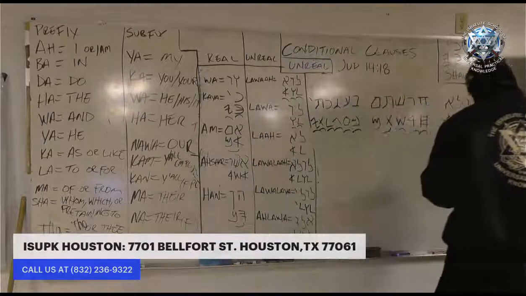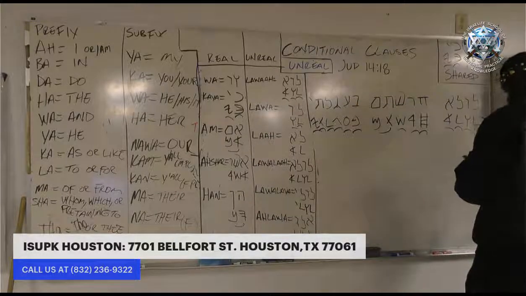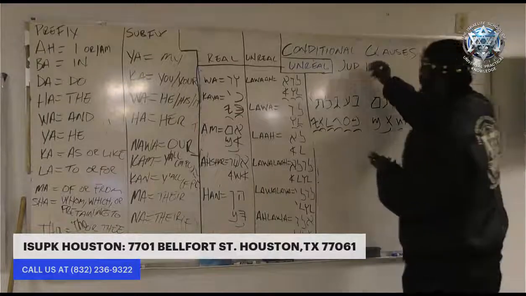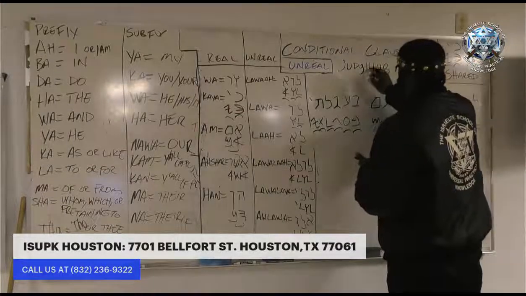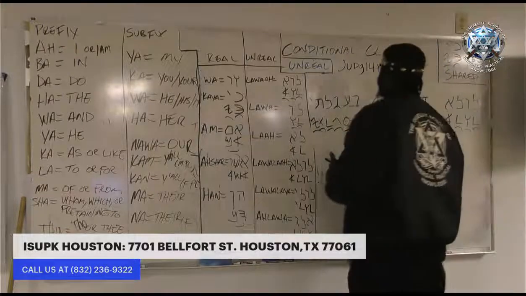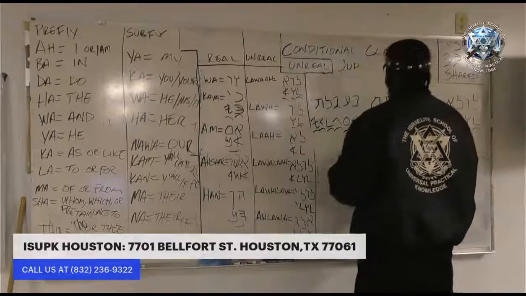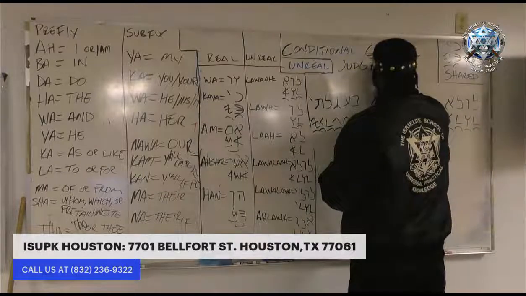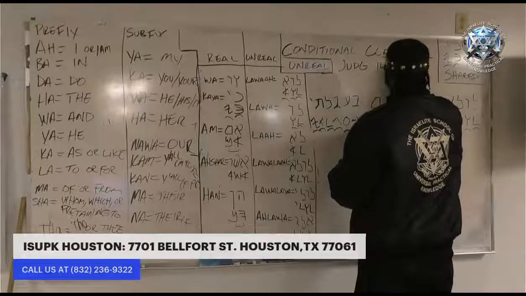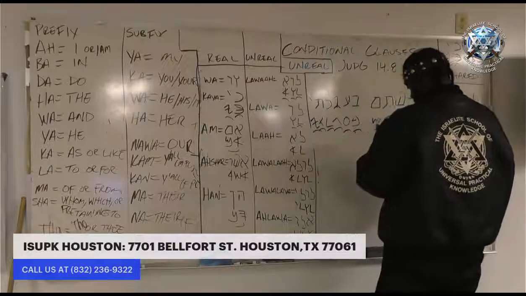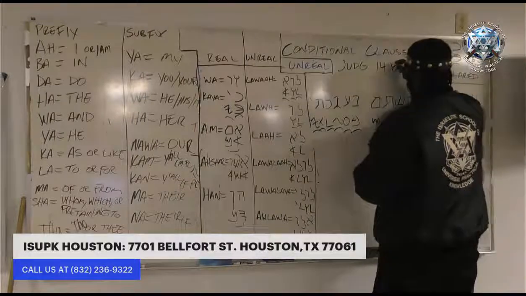All right. Okay, let's go to the scripture. This is Judges. Let me put a G right there so you know it's Judges. That could be Jude. Fourteen and 8. 18. 14, 18.